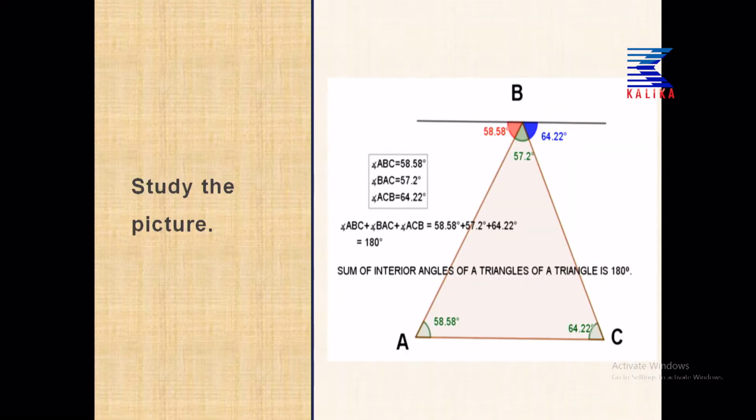Let us see, there you can clearly see I made one triangle randomly by using the GeoGebra app, and you can see 3 angles are there, and they are forming a straight angle at the vertex B. You can see at the vertex B, angle A is 58.58, shown in red color, angle C is 64.22, shown in blue color, and the sum of these 3 angles, you can see the result has come as 180 degree.